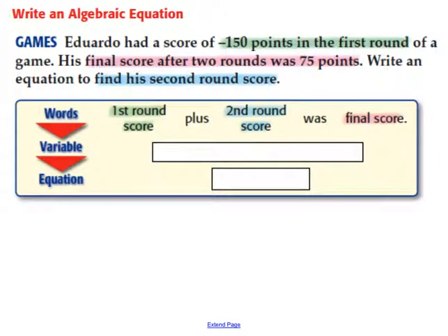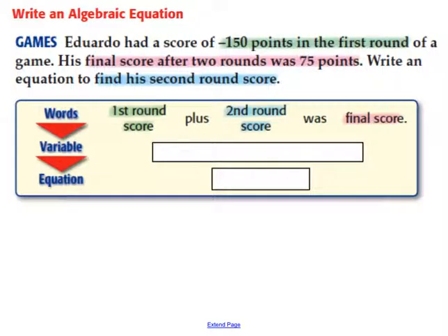Here's an example, so we can jump right in. Let's write an algebraic equation for this example with games. It says Eduardo had a score of minus 150 points in the first round of a game. His final score after 2 rounds was 75 points. Write an equation to find his second round score.